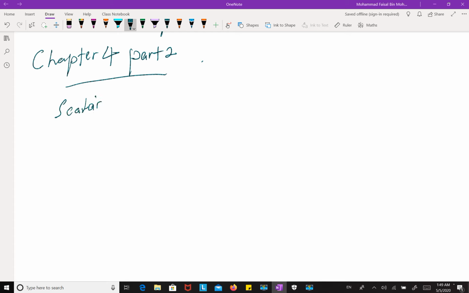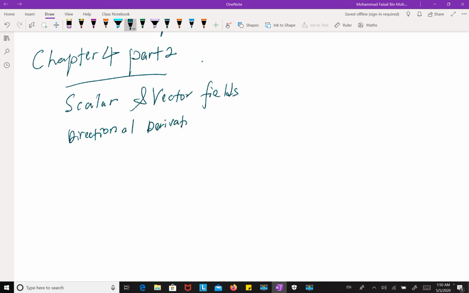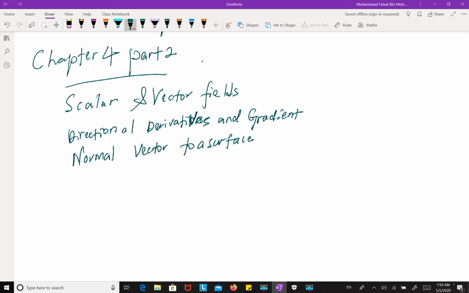scalar and vector fields, directional derivatives, and gradient, normal vector to a surface, divergent and curl.